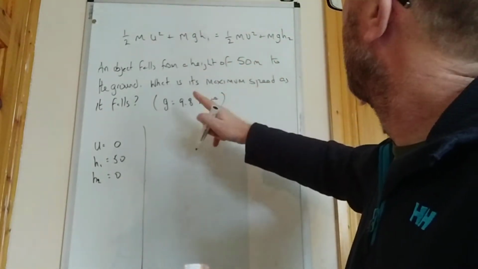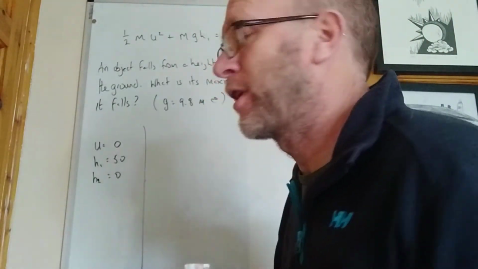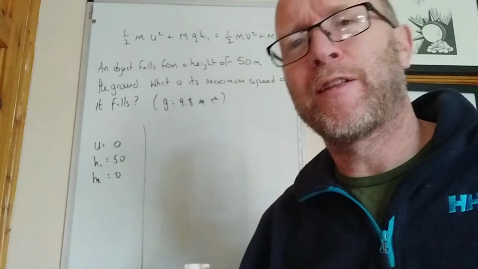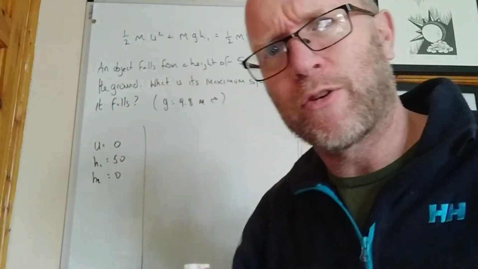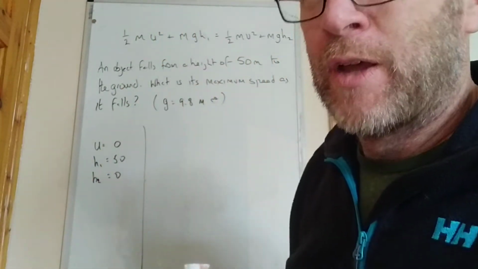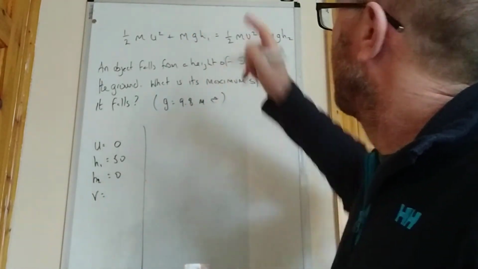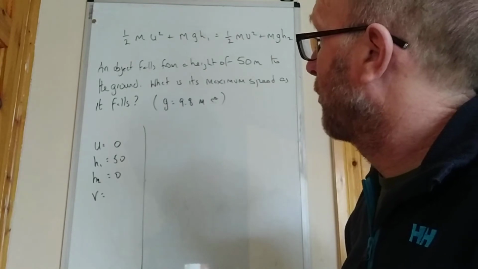Okay, and we're asked for the maximum speed. Now, think about it. If I drop an object, it'll increase speed as it falls, and it's at the maximum speed just before it hits the ground. So we want the final velocity effectively. The end. Okay, so that's all we've been given.